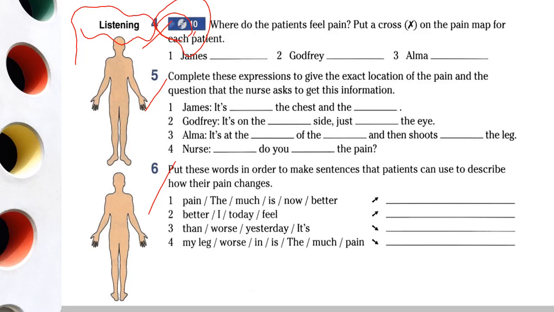Okay, so we have here three conversations with three different patients. The first conversation is going to be between James and a nurse, the second one between Godfrey and a nurse, and the third one between Elma and a nurse. Let's read the first one together. I want you to listen to me carefully.